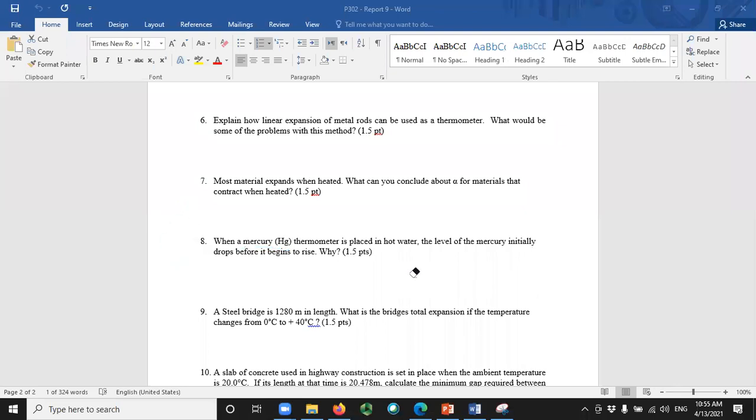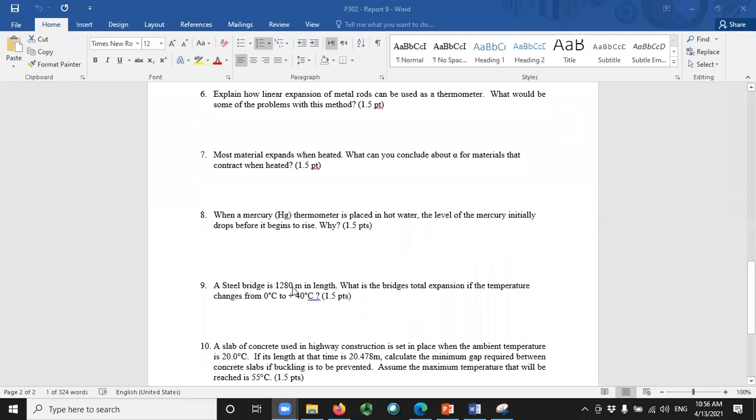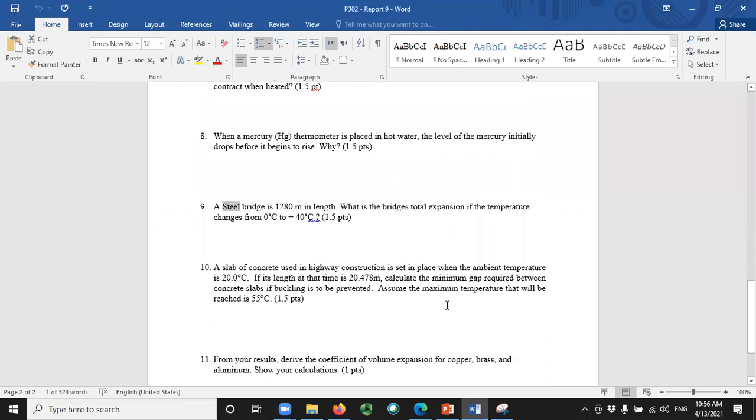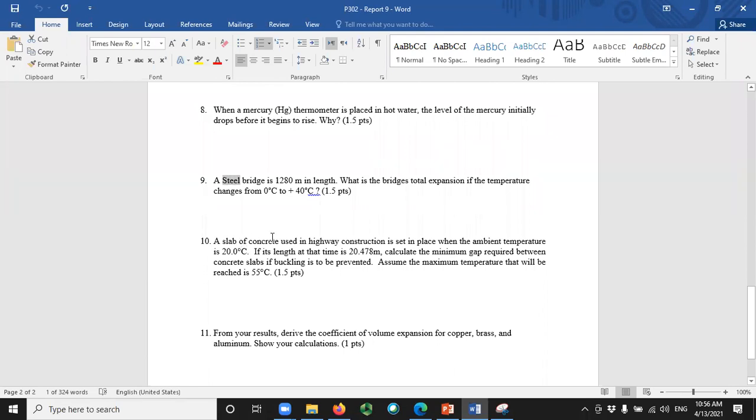Now, let me erase this. Here, it's a direct application. You have a steel bridge. You have the length, the difference in temperature, and the value of the thermal coefficient of the steel. You do the calculation. Now, for a slab of concrete used in highway construction, you have the ambient temperature, and also we have the length. You need to calculate the minimum gap required between the concrete slabs if buckling is to be prevented. So it's similar to the example of the bridge, but now with values.